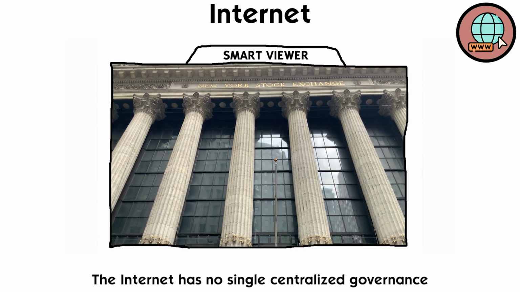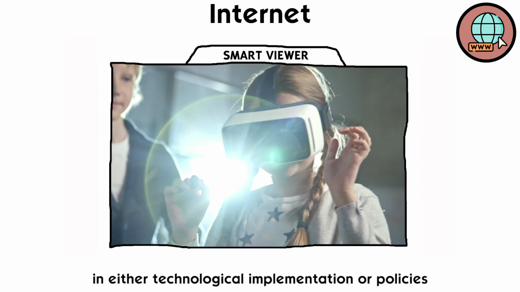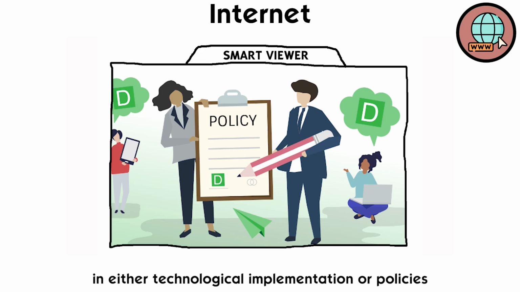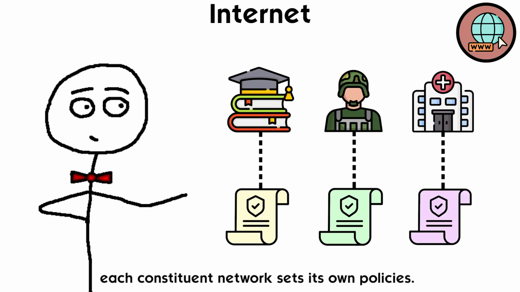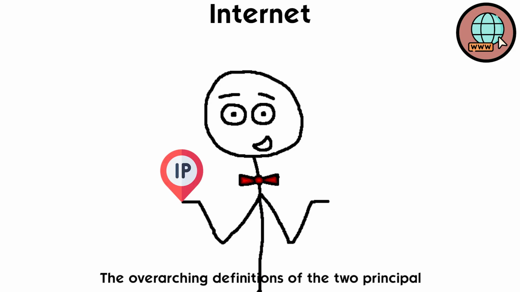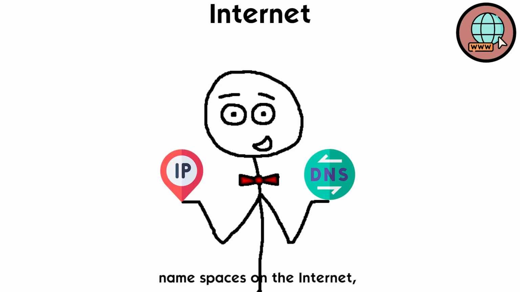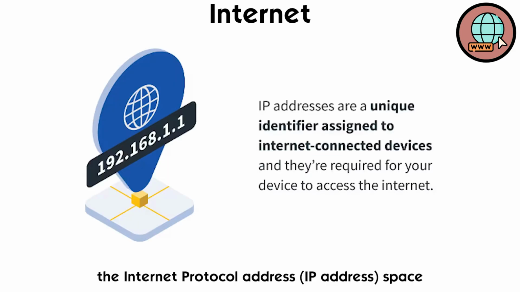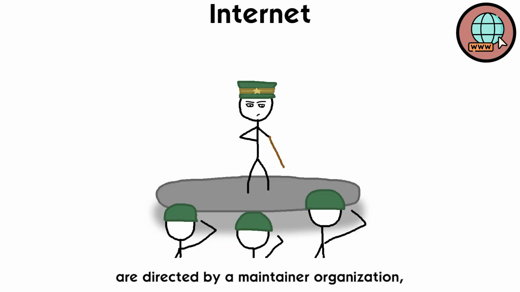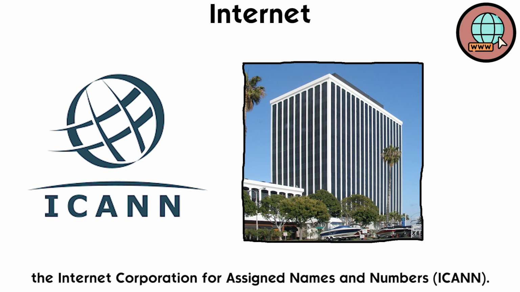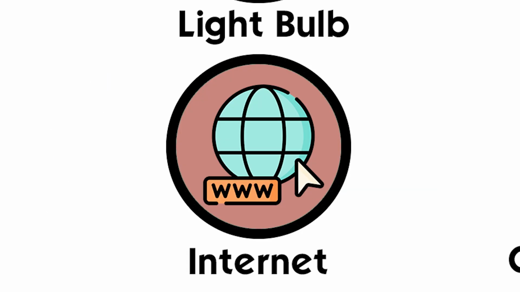The internet has no single centralized governance in either technological implementation or policies for access and usage. Each constituent network sets its own policies. The overarching definitions of the two principal namespaces on the internet, the Internet Protocol Address Space and the Domain Name System, are directed by a maintainer organization, the Internet Corporation for Assigned Names and Numbers.